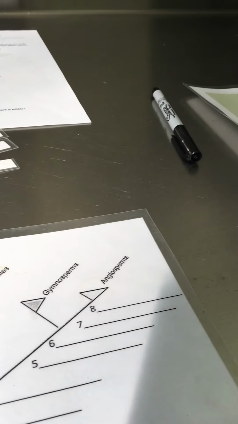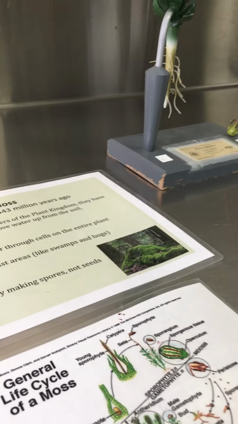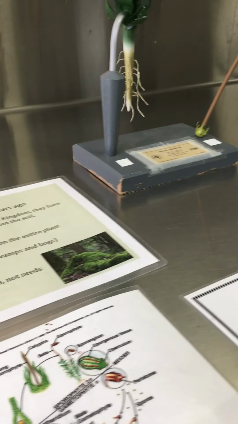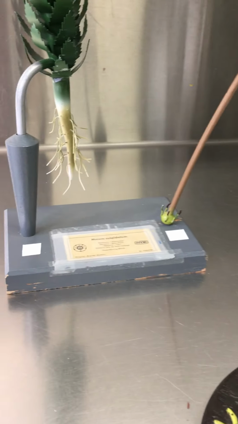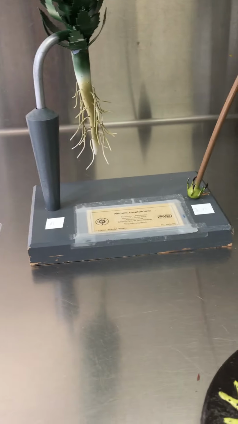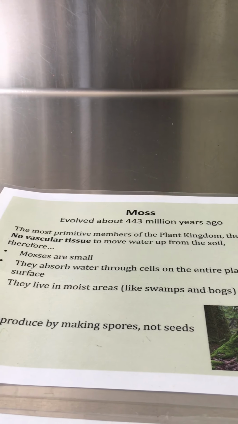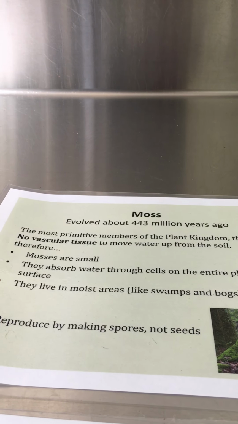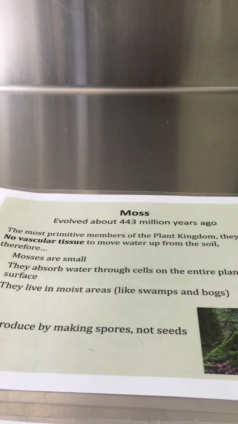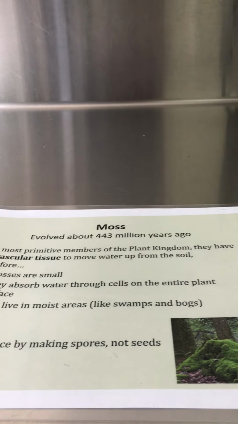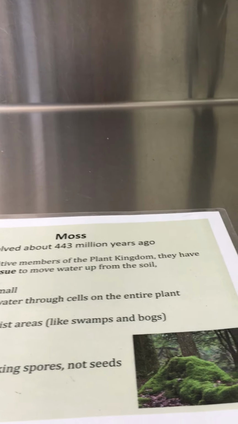Eventually, plants started growing on the earth, and so they needed to have some adaptations. So the moss and all bryophytes and everything beyond this has a cuticle layer. And now let's talk a little bit about our moss. Moss have no vascular tissue to move water up from the soil. They absorb water through their cells in their entire plant, so they don't have true vascular tissue.